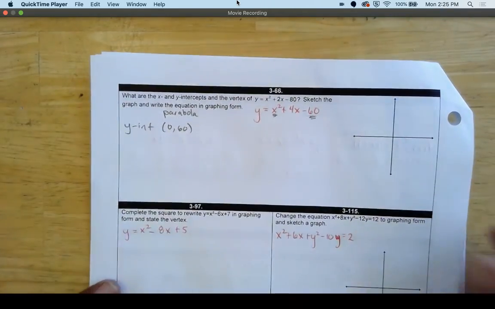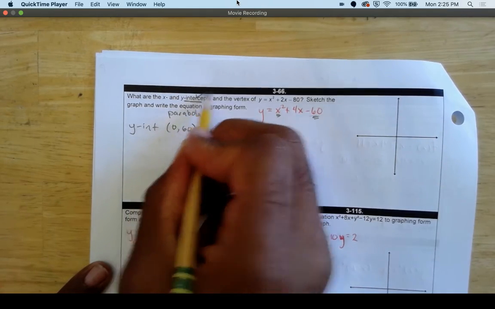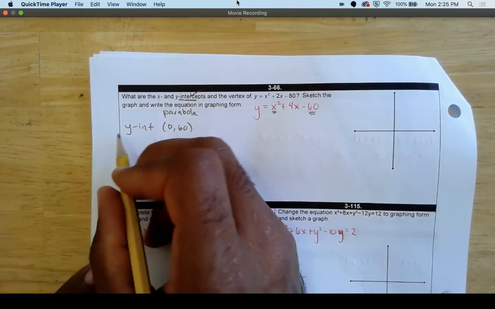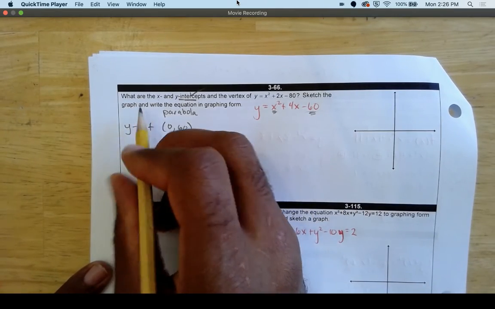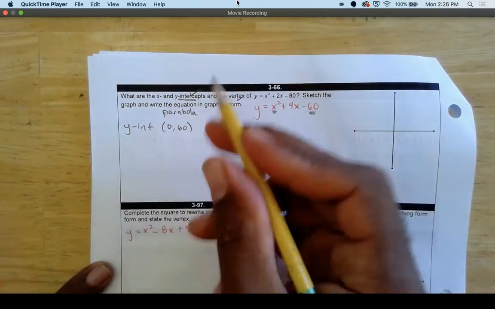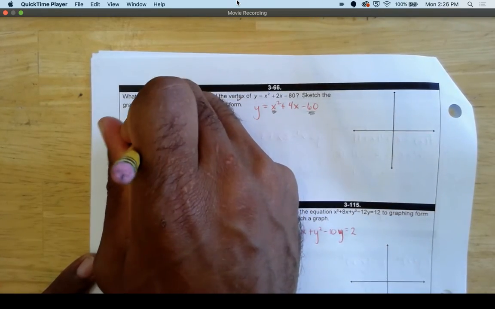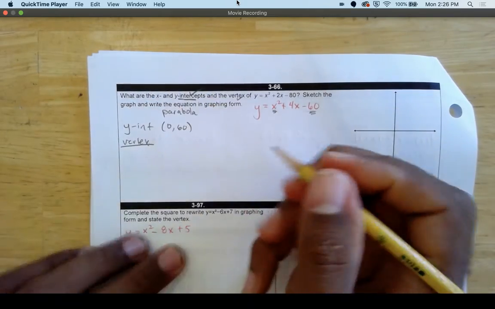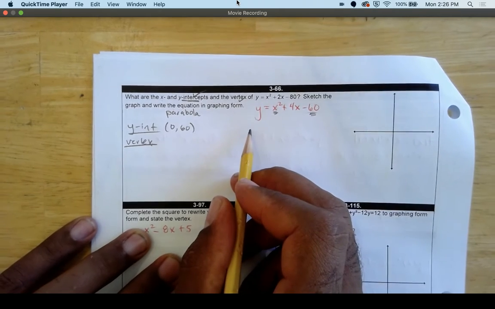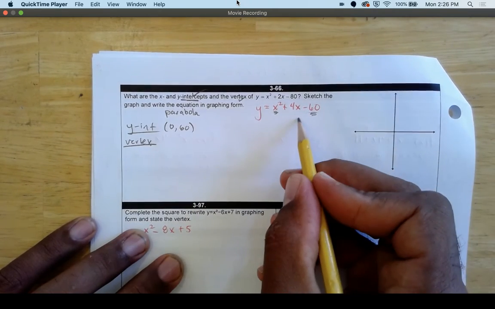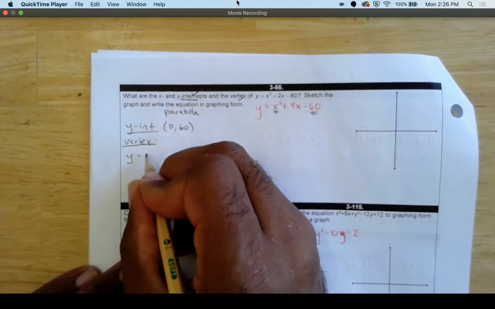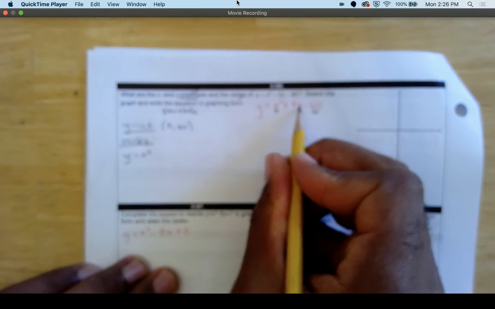Now, we found the y-intercept, but we also need to find the x-intercepts. Actually, you know what, let's start with the vertex. Let me go to the vertex so that we can continue on from what we did on the last page. So the vertex can be found in graphing form, but this is standard form. So we're going to change the form to find the vertex.